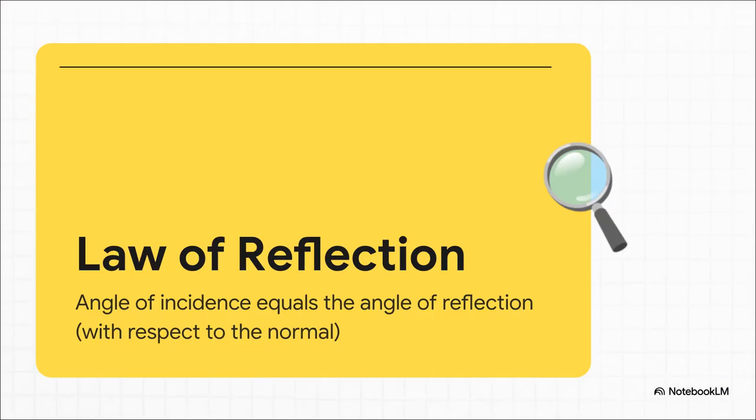This incredibly simple law of reflection is the foundation for everything we do in optics. It states that for any light ray striking a surface, the angle of incidence is identical to the angle of reflection, and this is crucial. That angle is always measured with respect to the normal, which is just an imaginary line standing perfectly perpendicular to the mirror's surface at the exact point of contact.